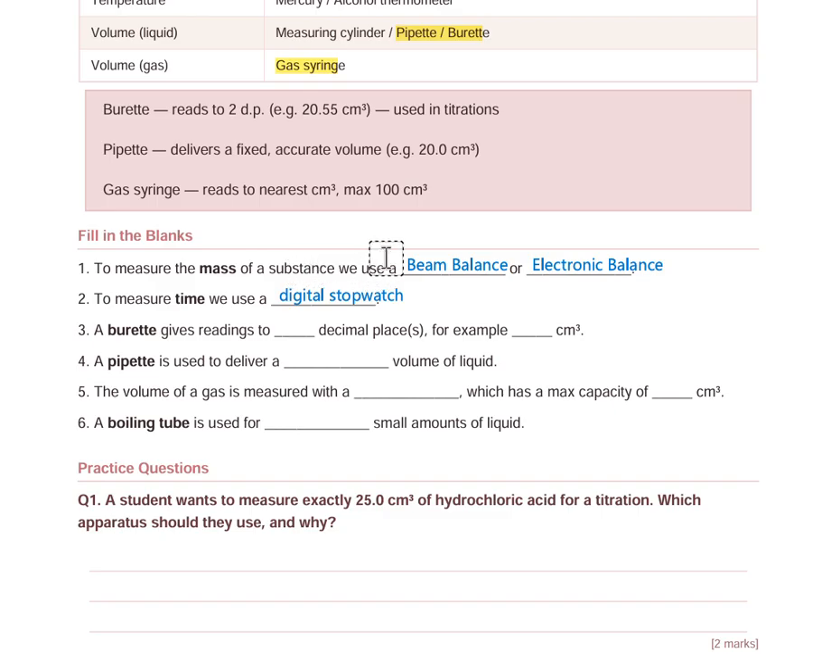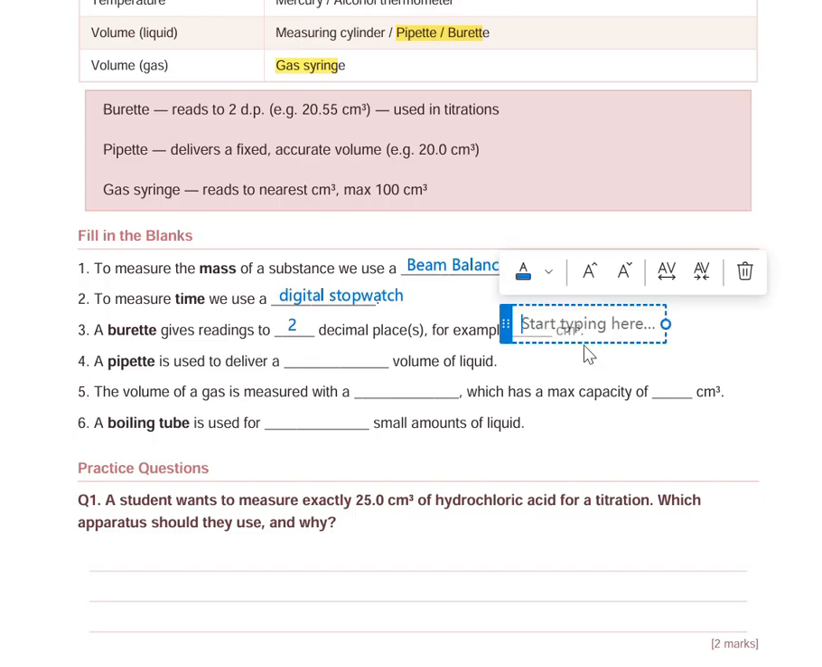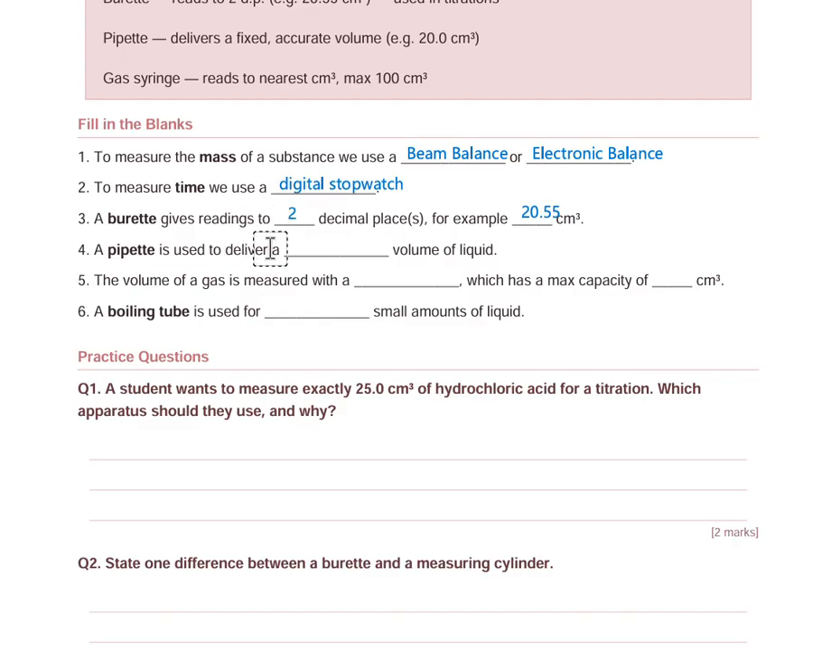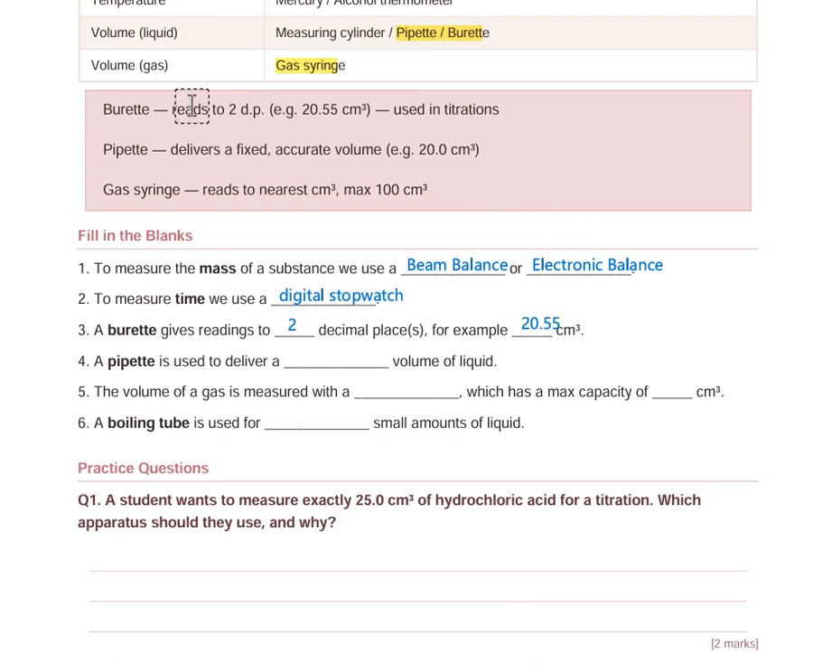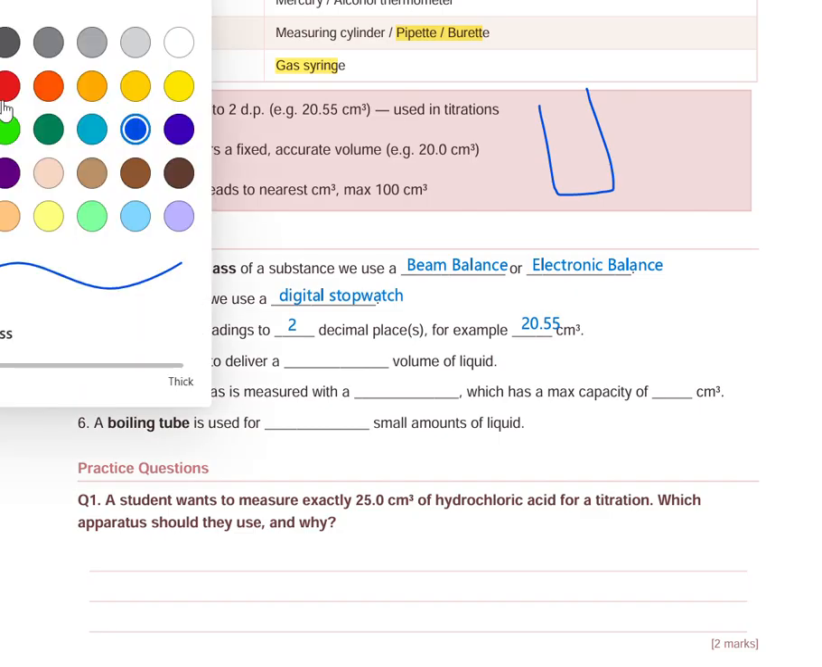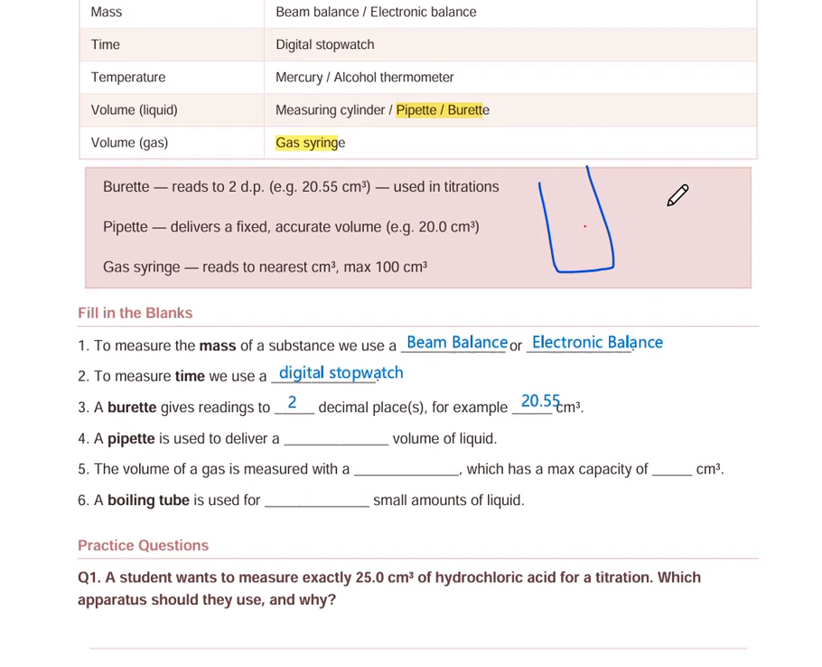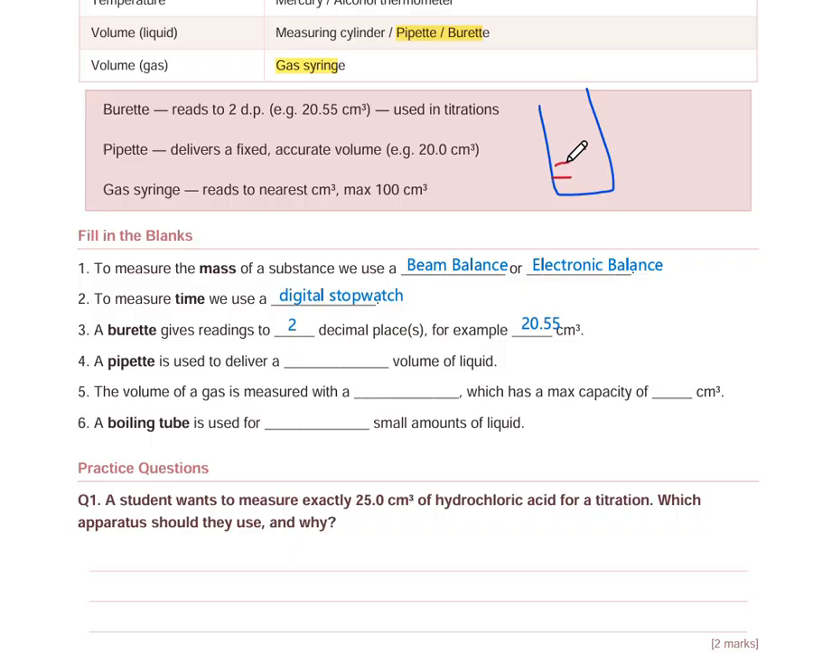Okay, so a burette will give readings to two decimal places, as stated here. For example, I'll write 20.55, as I put it here earlier, but you can use any other numbers if you like. A pipette is used to deliver a fixed volume of liquid. As stated earlier, this is what a pipette looks like. While other diagrams, like the burette and the measuring cylinders that we already know, have markings like here and there, for a pipette there will only be one marking of 25. If that makes sense. I'm sorry if it doesn't, but it's okay.